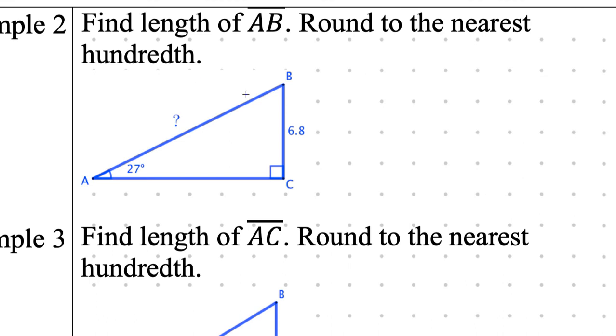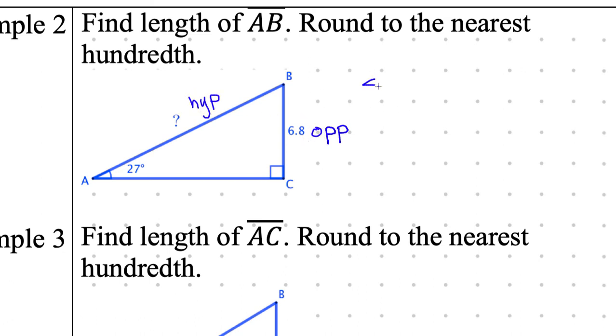What is 6.8? Is that the opposite or adjacent? It is indeed the opposite. And what is the question mark? And my last question, Monse, is what trig function relates the opposite and hypotenuse? Opposite over hypotenuse. Is that sine, cosine, or tangent? So I see OH. Sine. Yes, sine, because it's Sohcahtoa.